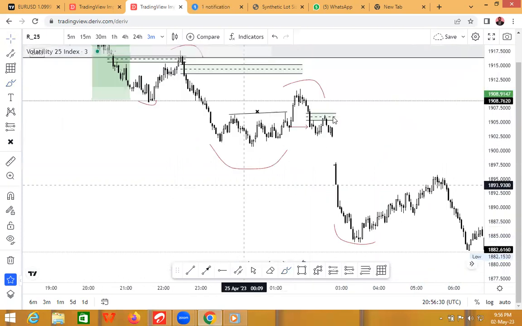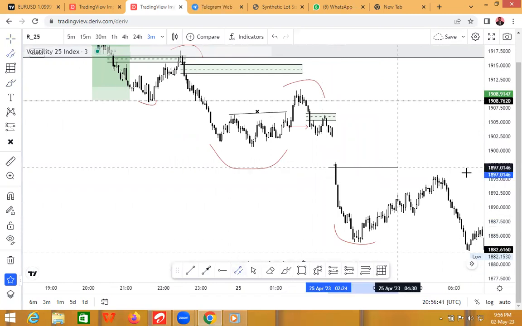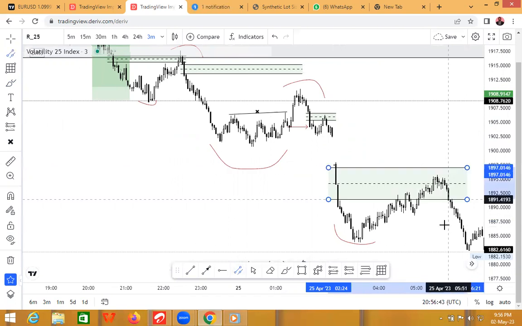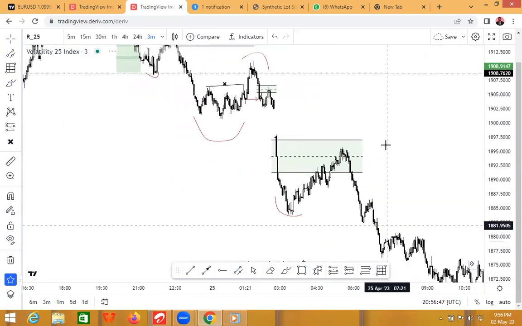So price came, enter here. When price gave you this low, price gapped back into this imbalance. Price needed to come back to this imbalance. You can see that. That's how you keep using imbalances as a reason to continue to add positions. Add positions.